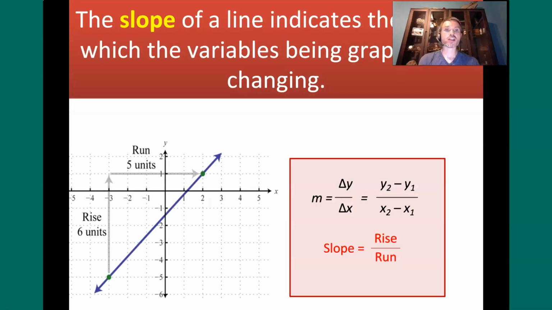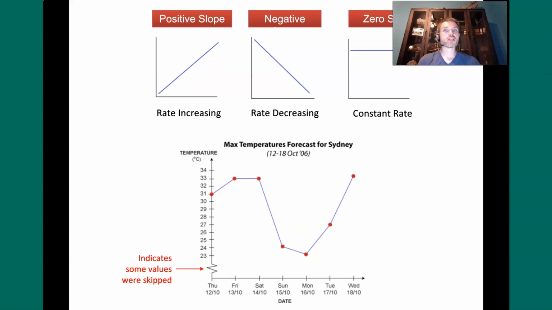The slope of a line. Slope is rise over run. Question asks you to calculate the slope of the line. Find y2 minus y1, divided by x2 minus x1. And my suggestion to you is pick points that are easy. Don't pick ones you have to guess. A positive slope is one that is going upwards. The negative slope is one that's going down. And then zero slope, you can see, is going to be a flat line.